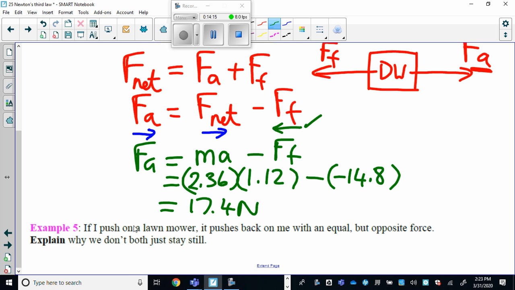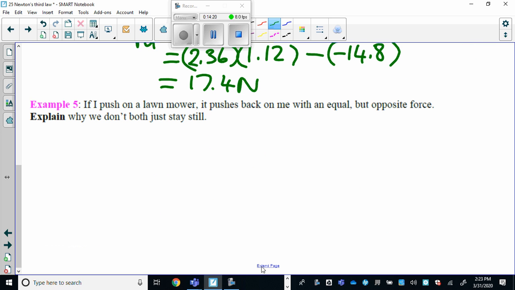And then the last question, if I push on the lawnmower, it pushes back on me with an equal and opposite force. Explain why we don't just stay still. I think I explained that at the beginning of the lesson. It's because you are pushing on the handle, it's pushing back on you with an equal and opposite force, but you essentially become part of the lawnmower. What's making the lawnmower move forward is your feet. The ground is providing friction for your feet, and you push back on the ground. And what does the ground do? It pushes you forward. And since the lawnmower is attached to you with your arms and your hands, then everything goes forward.